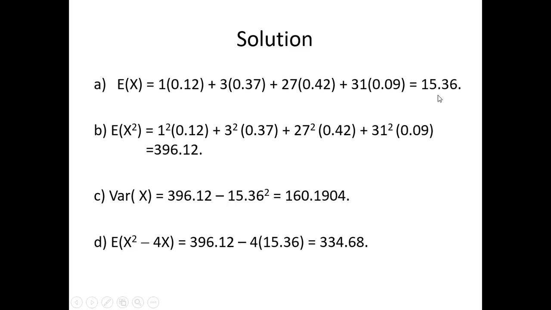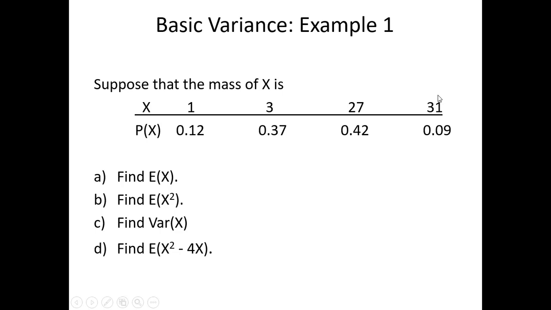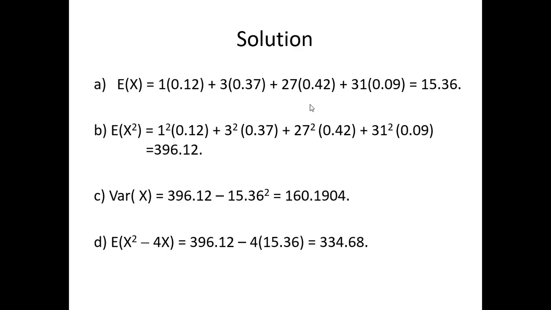15.36. And again, I always like to think about my answer and just say, well, it should be roughly the middle. It's sort of a weighted average. So I have 1, 3, 27, 31. We're getting 15. So it is somewhere in the middle. The weights make it move back and forth a little bit, but it is a certain type of an average.